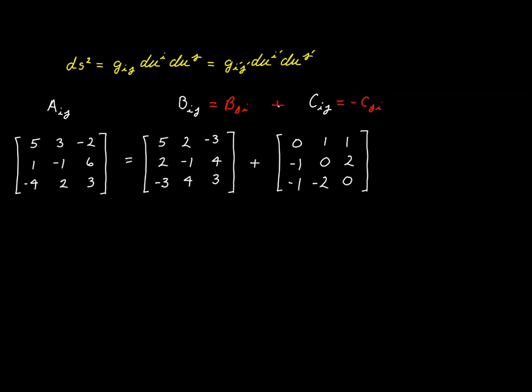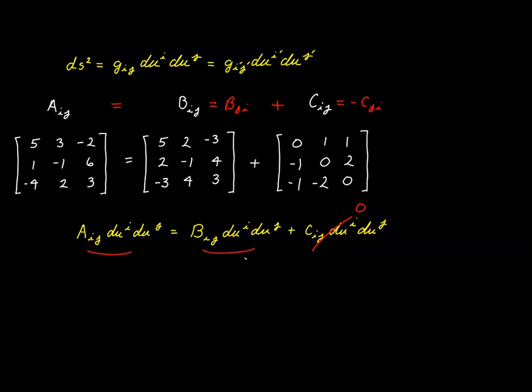Since their sum is equal to Aij, then this relationship is true. Now we can easily see by expanding it out that this last term is equal to 0, which means that this term is equal to this one. Therefore, if Gij is not symmetric, we can always replace it with an equivalent tensor that is. Thus, we can always treat Gij as a symmetric tensor with no loss of generality.